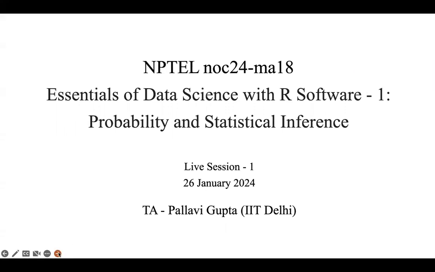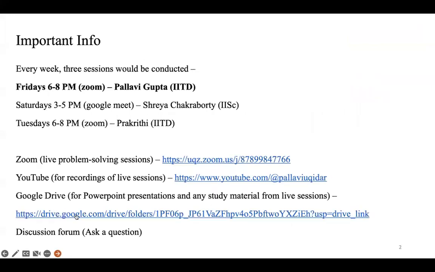The course Essentials of Data Science with R Software, the first course of this series, is Probability and Statistical Inference. It's a 12-week course, and for every week there are going to be 3 live sessions. They're going to be on Fridays, 6 to 8 p.m., Saturdays, 3 to 5 p.m., and Tuesdays, 6 to 8 p.m. again. We are 3 PhD students, 2 from IIT Delhi and 1 from ISC Bangalore. We'll be conducting them on different online platforms.